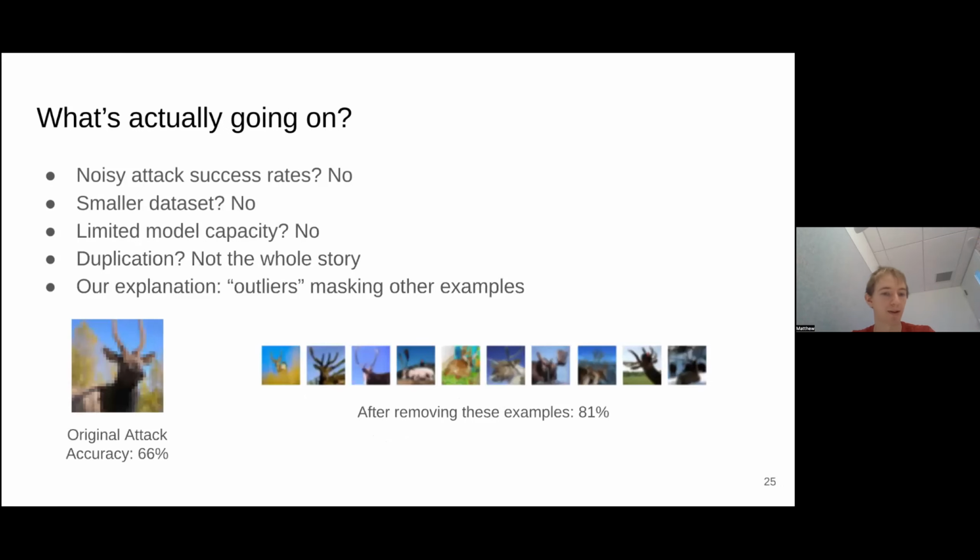As an example of this, we have this deer here on the left. This is obvious to the model that it's a deer. If you're not as familiar with 32 by 32 images, it's maybe a little harder for you to tell, but it's a deer. It's a very clear deer to the model, and it has an original attack success rate of 66% when you do the standard all 50,000 point experiment.